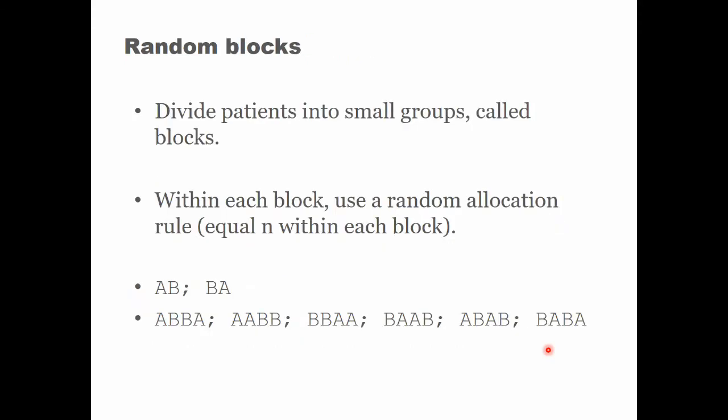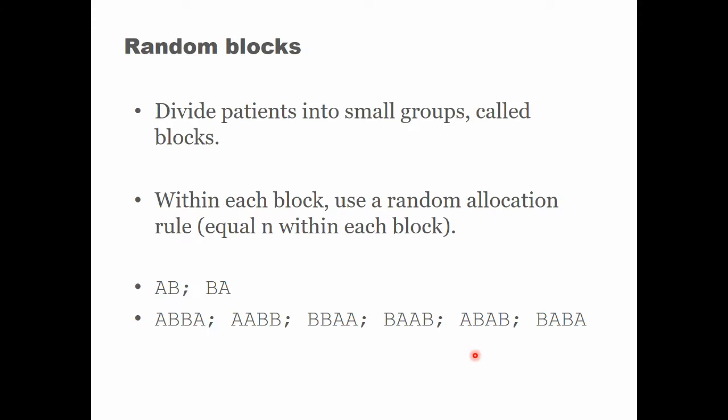So instead, what people usually do is they use what are called random blocks. And this would be by far, I think, the most common way of randomizing patients. And what we do is we divide the patients into small groups. We call those blocks. And within each of these blocks, we use a random allocation rule, which is to say that we have an equal N in each group within each block. All right, so at the bottom here are a couple examples. We could have blocks of size 2. In each block of size 2, I'd have to have 1 A and 1 B. And it could be one of two possible combinations, AB or BA. Here we have blocks of 4, and these are the different possibilities we have there.